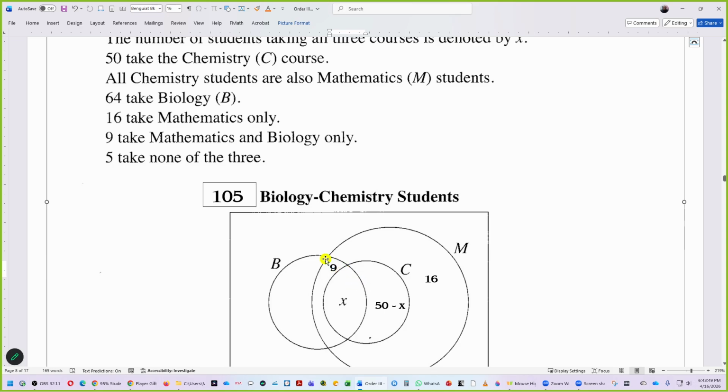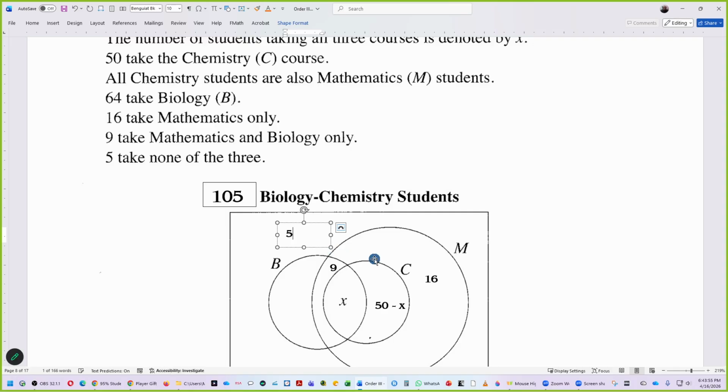And then we say 5 people take none of these subjects. Okay. So we're going to put 5 here. Okay. Now notice we have a space we didn't use yet. And we now are able to use it because we know that this entire circle is going to be 64. So that means this piece here has to be the 64, take away the 9, take away the X.